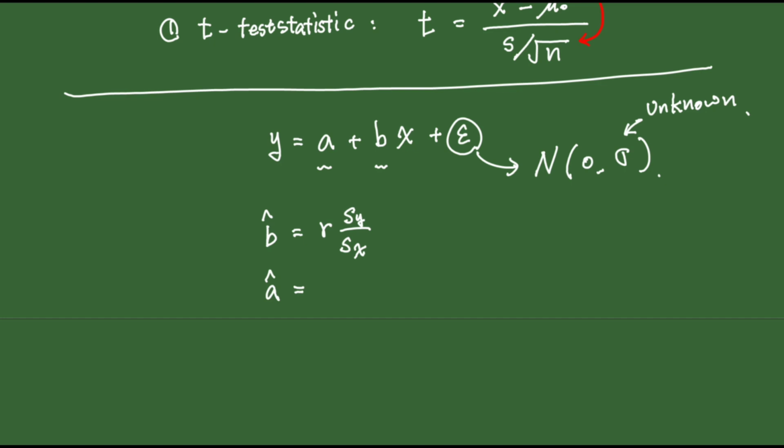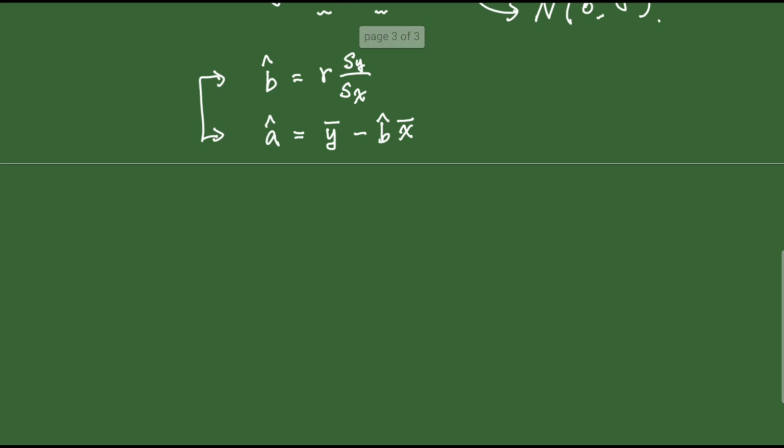After we estimate the B hat, A hat can also be estimated by calculating the sample mean for Y and subtracting the B hat multiplied by X bar. These two are the things that we have learned from the previous regression class.